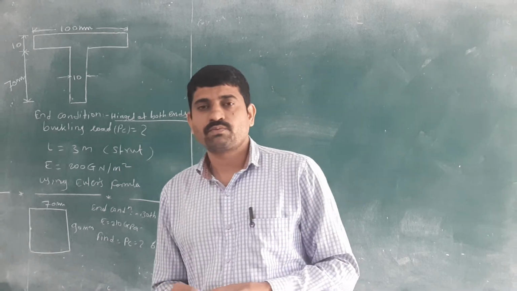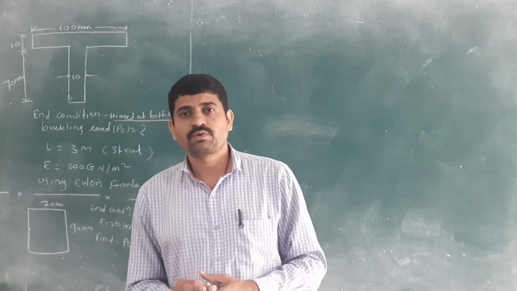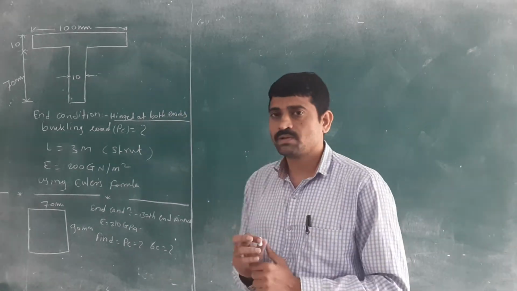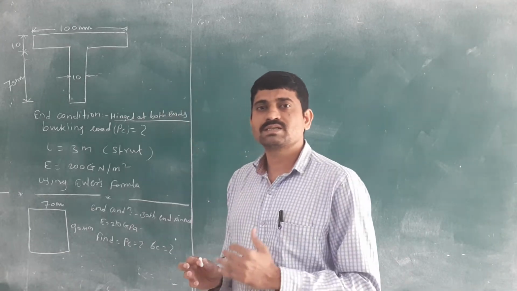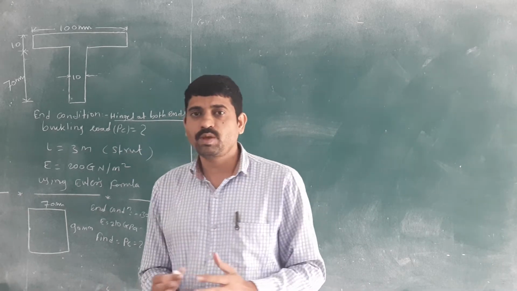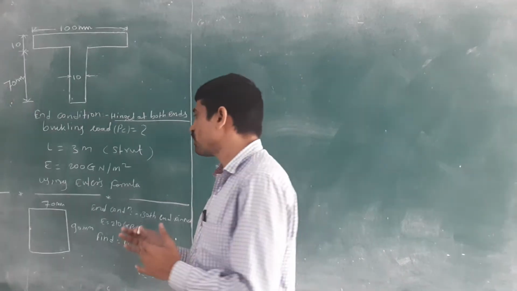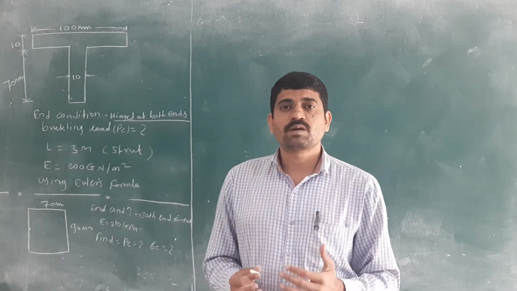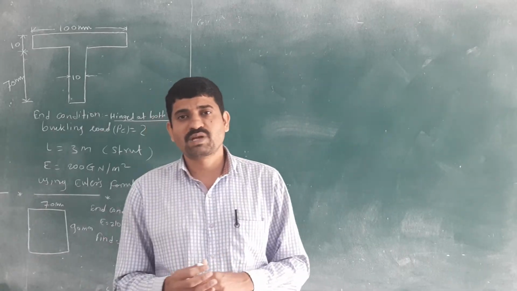Yesterday's lecture we have seen the symmetric section numerical. We have taken the I section. In today's lecture, we'll see the unsymmetric section in buckling of column. If you have given the unsymmetric section, then how to find out the buckling load, or we can say the crippling load, or how to find out the buckling stress or crippling stress.